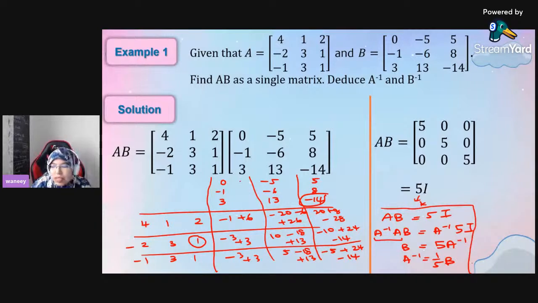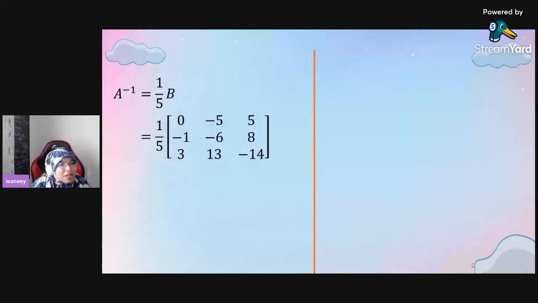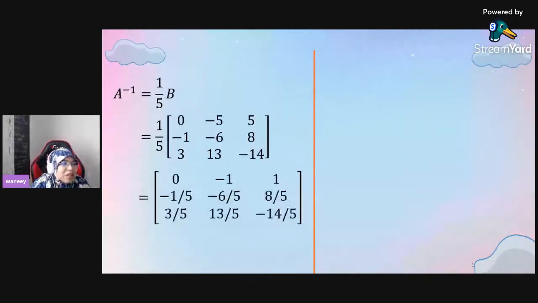Okay, so now let me show you what happened to the A inverse first. A inverse is 1 over 5 times with B. So you simply copy down the matrix B over here. Copy down the B and then you times everything with 1 over 5. So that is your A inverse.